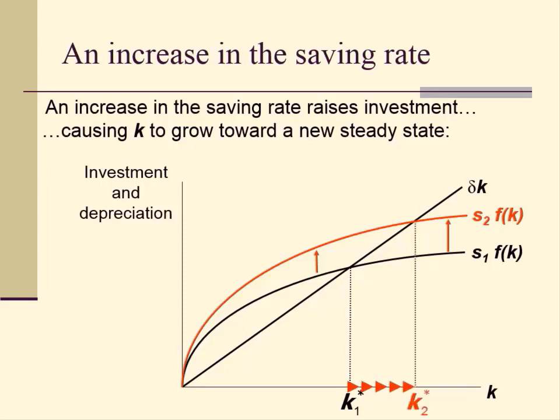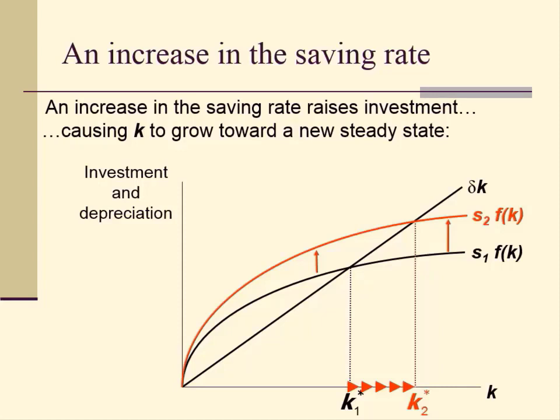S2 times f of k is equal to delta k. So when the red investment curve is crossing the delta k line, that's the point of the new steady state at K2 star. So what's the model's prediction of this increase in saving rate?